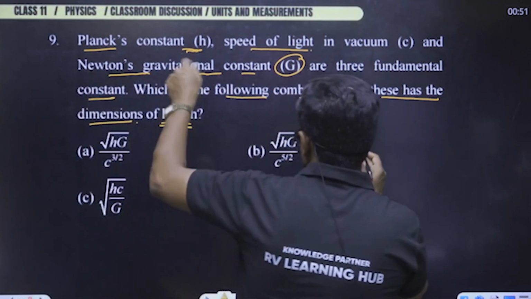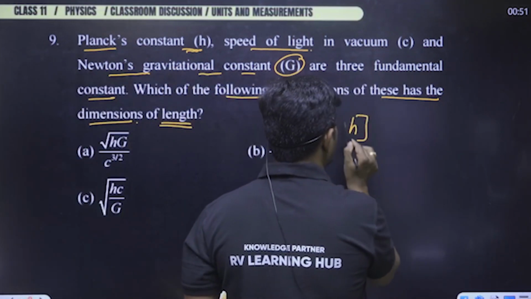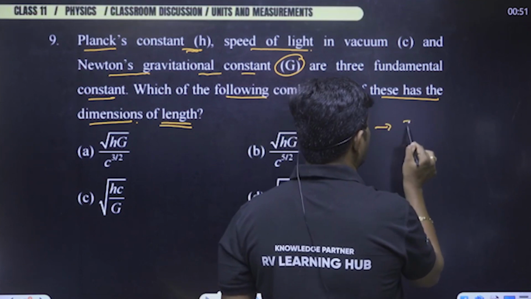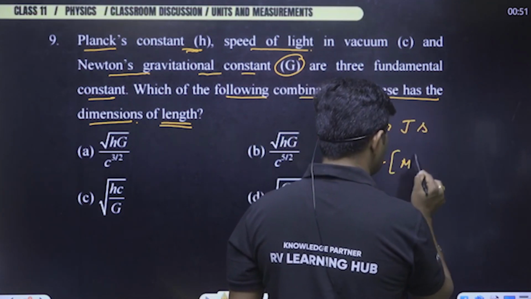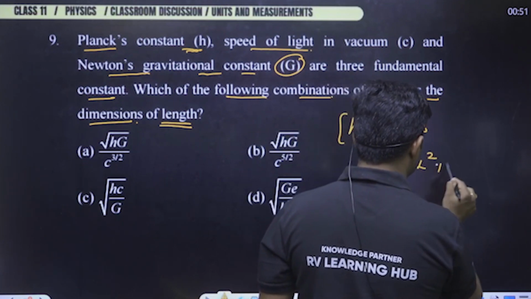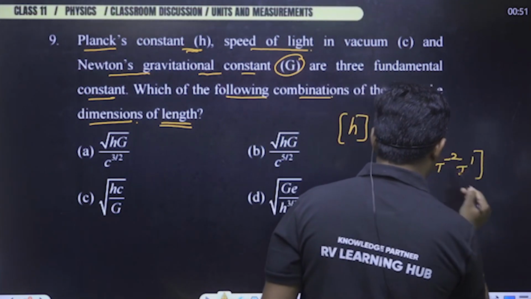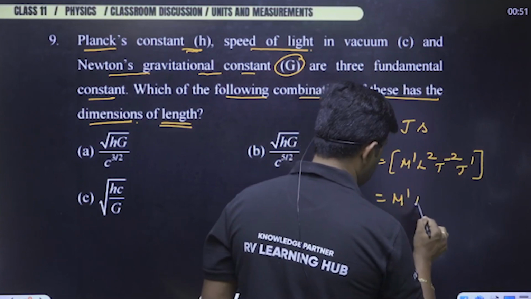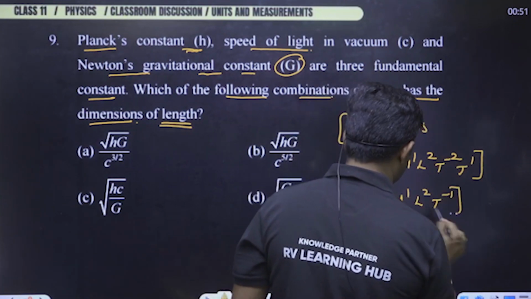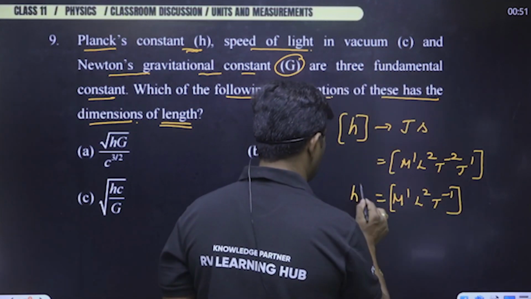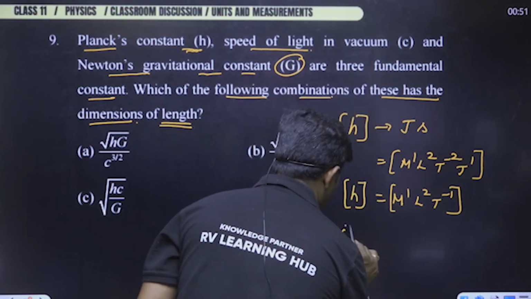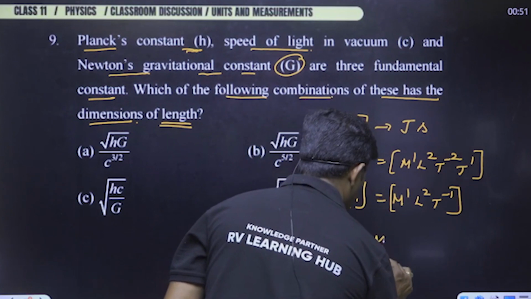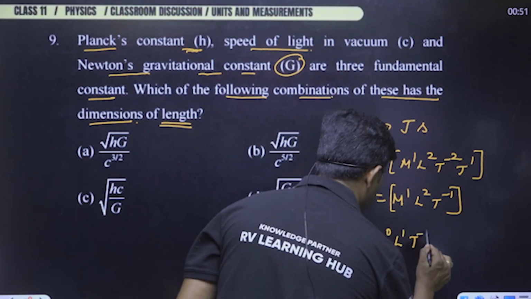Okay. So what is h here? The unit of h is joule second. And its dimension is M power 1 L power 2 T power minus 2 into T to the power of 1. So you'll get M power 1 L power 2 T power minus 1 as the dimensional formula of Planck's constant. What is the dimensional formula of the speed of light here? M power 0 L power 1 T power minus 1.